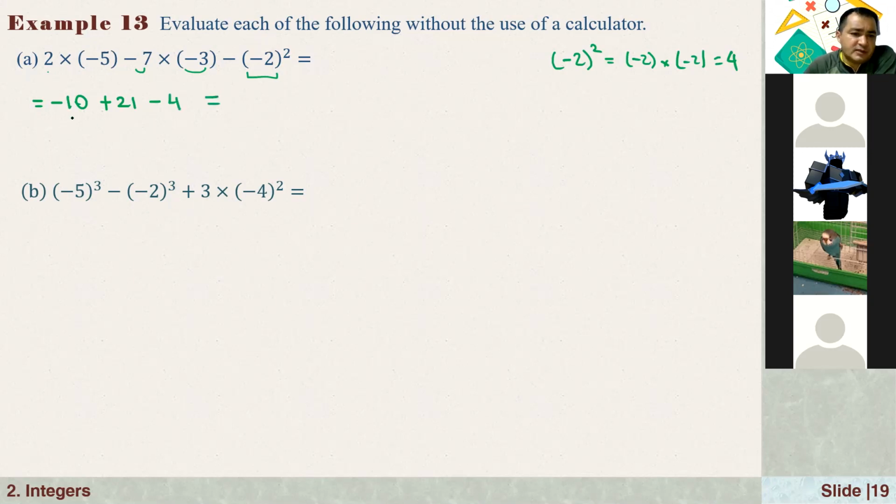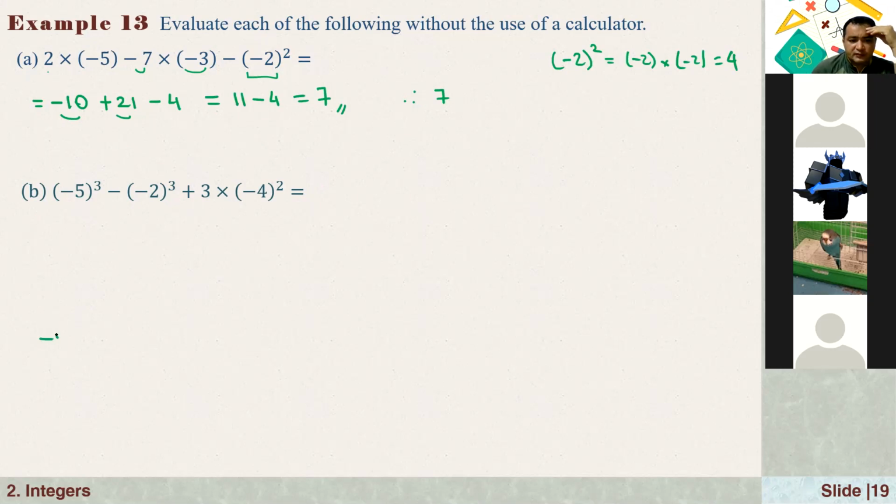Now I have to simplify this. -10 plus 21 is 11. And here we have -4. 11 minus 4 is 7. So the answer is 7. How about in question B, -5 cubed?